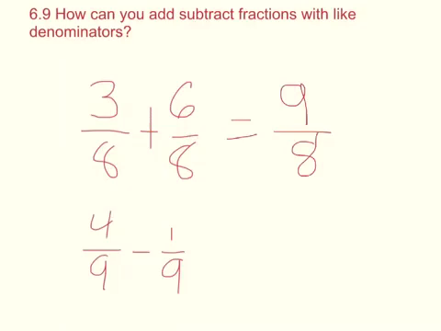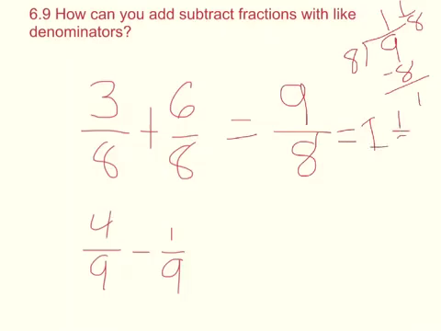Now, if you're looking at this answer, this should look just like what we did in class for 6.8. You've got a fraction greater than 1, don't you? And what they want you to do is write it as a mixed number. So you would divide, and 8 goes into 9 one time. 1 times 8 is 8. You've got a remainder of 1. So your answer is 1 and 1/8.